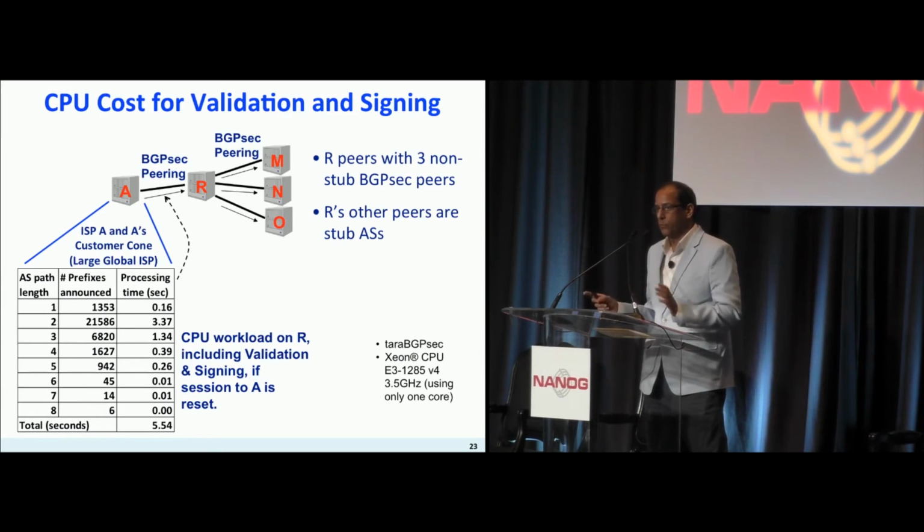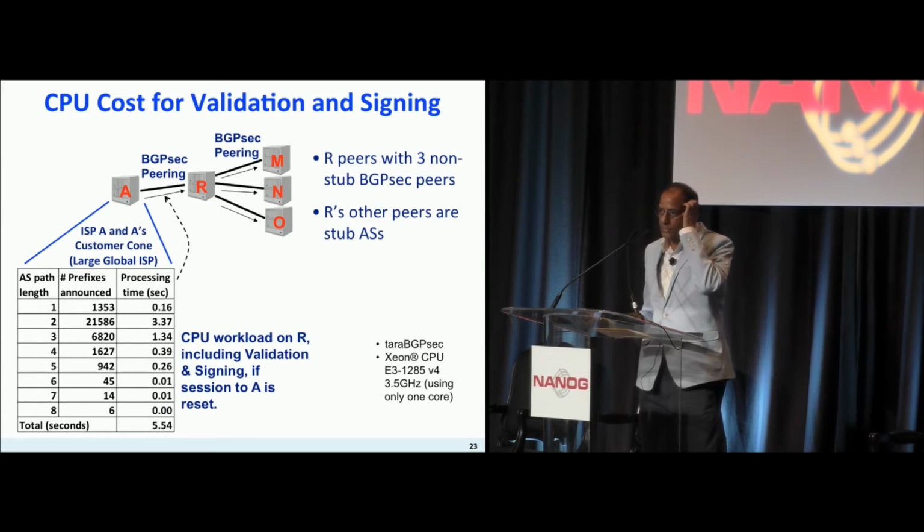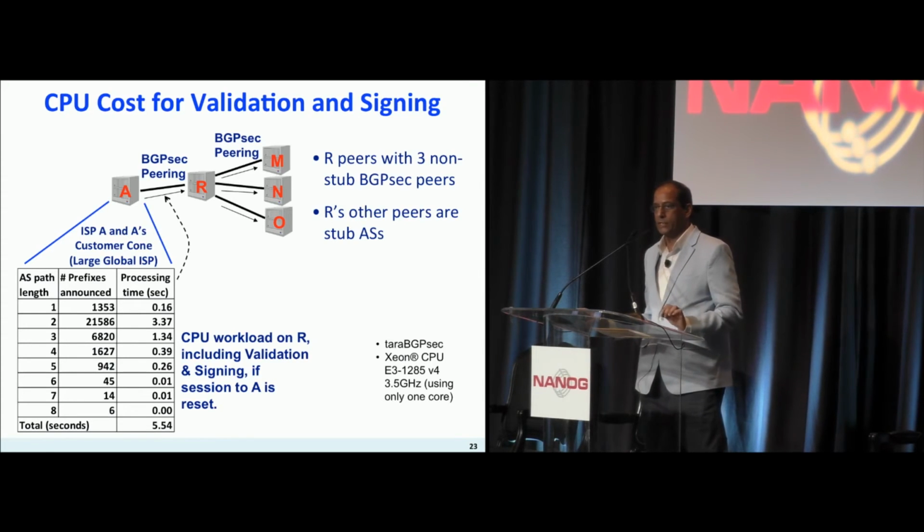So that's the kind of processing that's involved, about 30 times, on an average, maybe 30 times 4, 120,000 verifications, and 30 times 3 peers on the right, that's 90,000 signatures. So 120,000 verifications and 90,000 signatures. To accomplish all of that processing, R requires about 5.5 seconds. So once again, a single-digit second number, and that is for the incremental CPU cost associated with BGPsec processing.